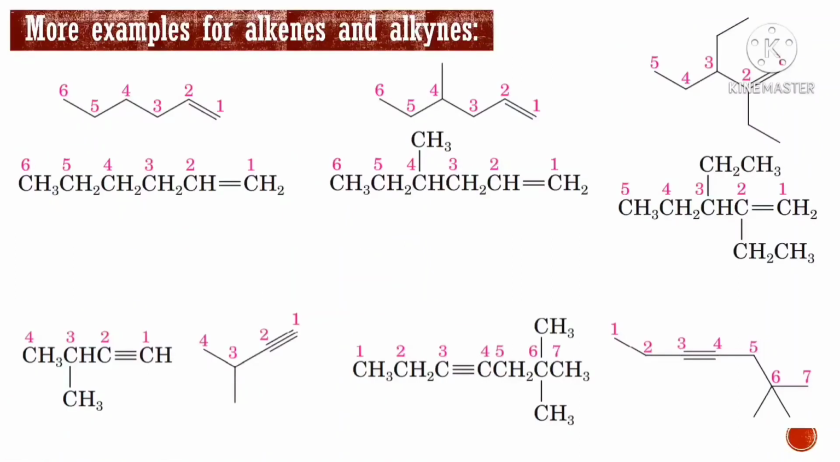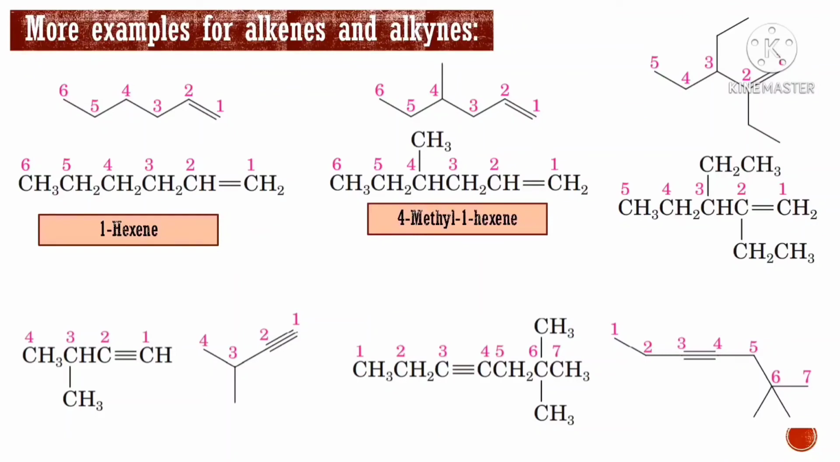Here are more examples for alkenes and alkynes. It also shows the corresponding line angle formulas for the molecules. The parent chains have been numbered for you. So go ahead and pause the video and try naming them yourselves. This is 1-hexene. This is 4-methyl-1-hexene.